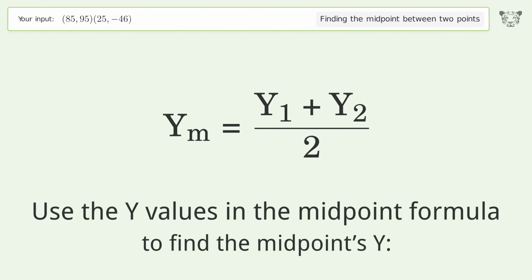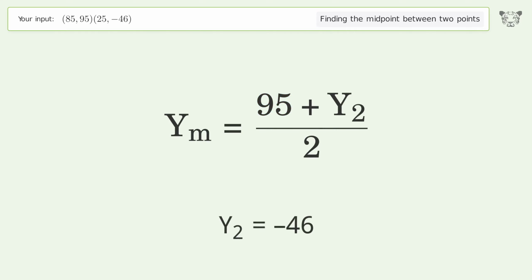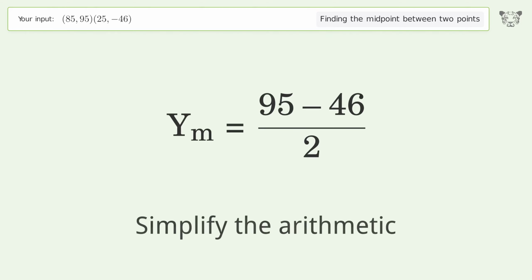Use the y values in the midpoint formula to find the midpoint's y. y1 equals 95. y2 equals negative 46. Simplify the arithmetic.